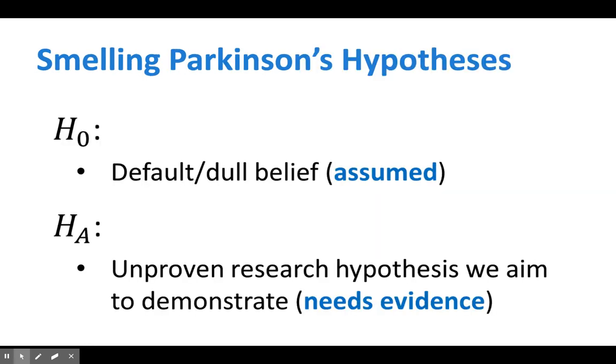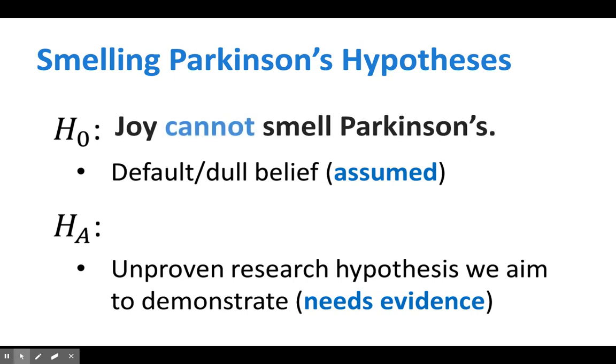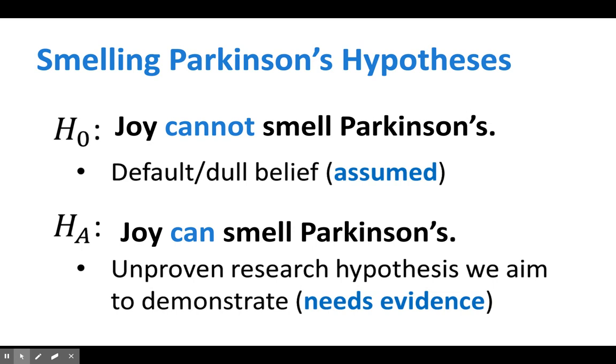So going back to the smelling Parkinson's disease example. Remember, Joy Milne thought she could smell Parkinson's because she'd smelled it on her husband. In this case, writing the hypotheses, remember the null hypothesis is the default, dull belief, what we already kind of assume to be true. And at this point, our assumption is that nobody can smell Parkinson's. So the null hypothesis would be that Joy cannot smell Parkinson's. Whereas the alternative, the thing that we're trying to collect information for, is that she can smell Parkinson's.